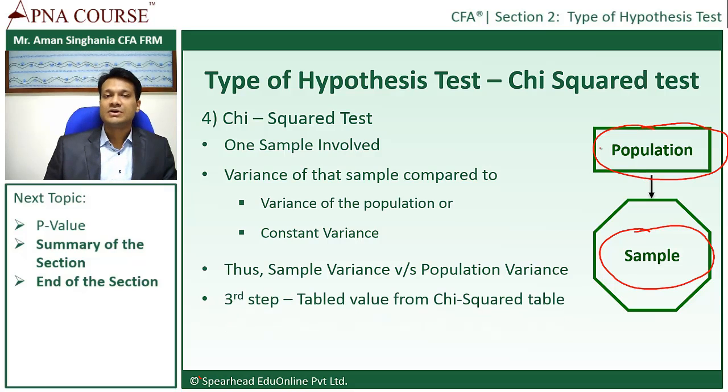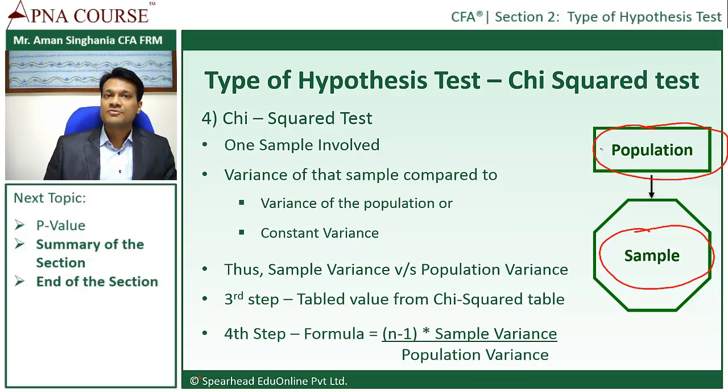How would the third and the fourth step change? Till now we were looking at the Z or the T table for the third step. For chi-squared, again we will look at the table, but instead of the Z or the T table, we will look at the chi-squared table. Similarly, the fourth step, which was the calculated Z value or the calculated T value till now, will now change to the calculated chi value. The formula for the calculated chi-squared value is the sample variance upon the population variance times n-1, which is the degree of freedom. So the formula is sample volatility upon population volatility into degree of freedom.